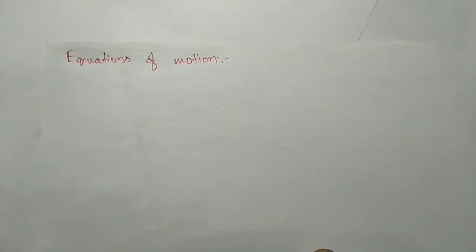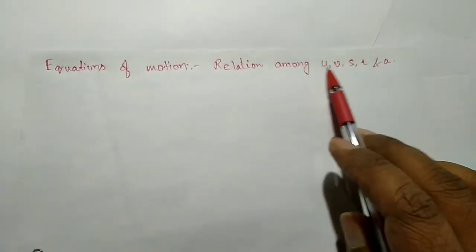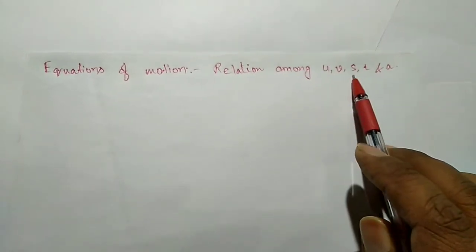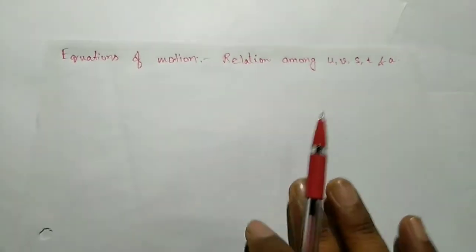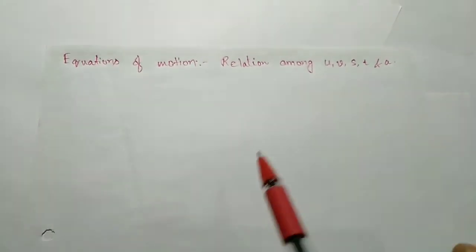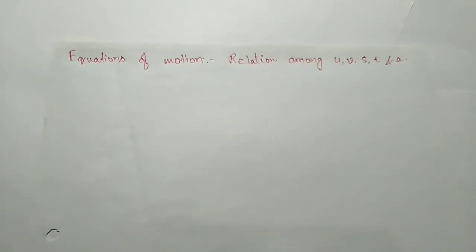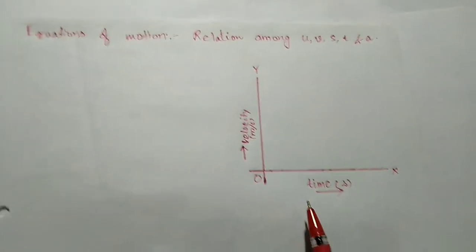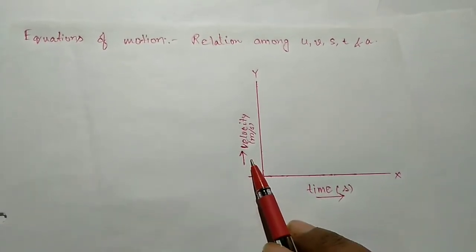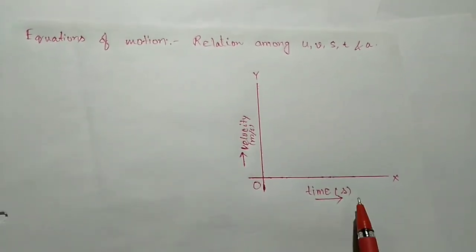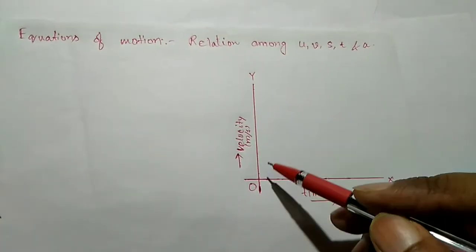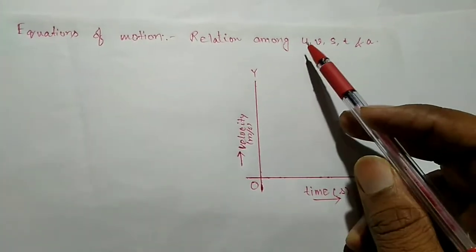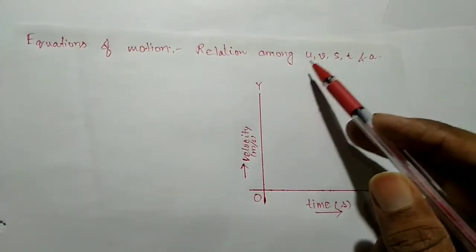So let's start the equations of motion, that is called relation among the velocity, either initial or final, displacement, time and acceleration. For that I said we will use a graph, velocity on the y-axis and the time on the x-axis. Let's draw. So here the velocity time graph or VT graph, velocity on the y-axis in meter per second and the time on the x-axis. If we are starting from the origin, the initial velocity will be 0 and we will get the equation without the factor of initial velocity.